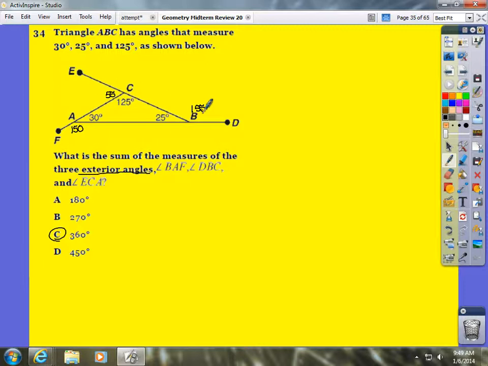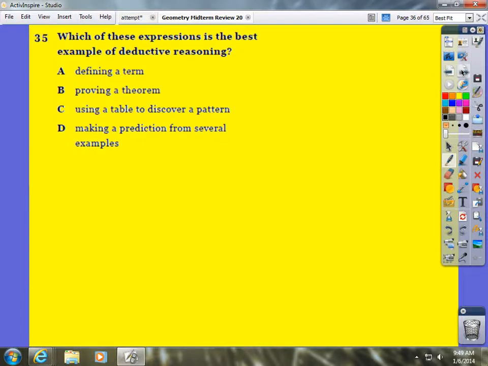Okay. Which of these expressions is deductive reasoning? It's proving something. It's using facts to come up with not a prediction, but an actual truth. Okay, that's deductive reasoning. Looks like we skipped something.